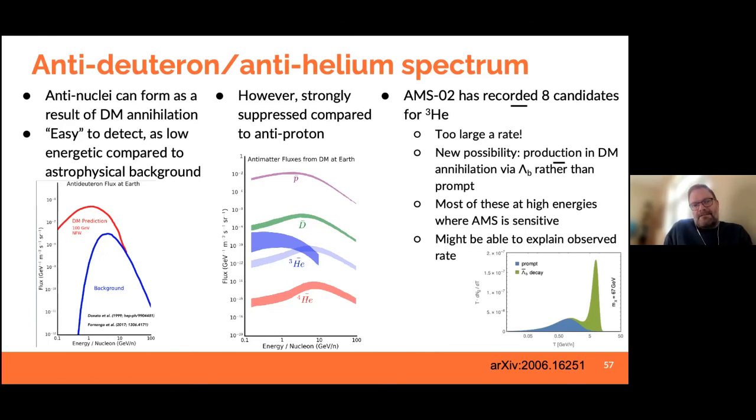But I guess what is interesting in all of these is that in anti-protons, in positrons, and in these anti-nuclei rates, AMS has seen excesses. And they could be connected to dark matter annihilation, but I think these processes still need to be better understood.